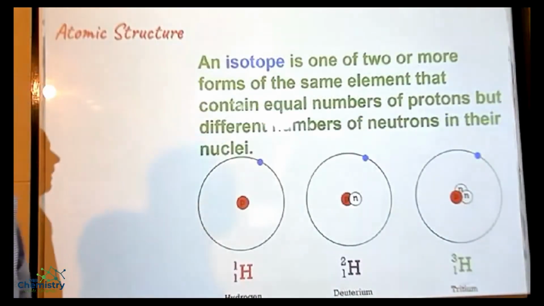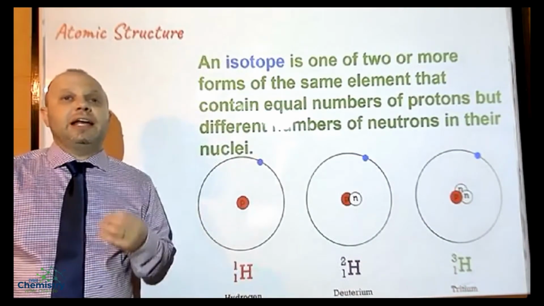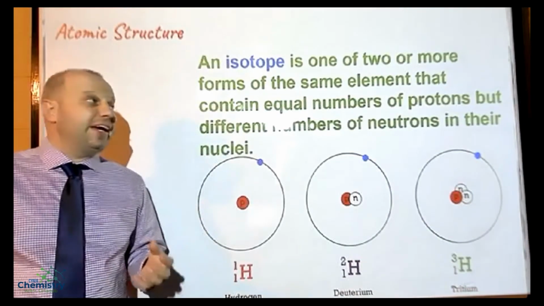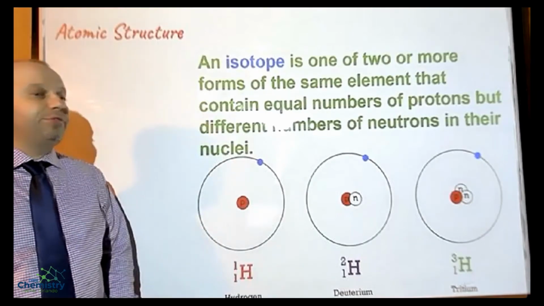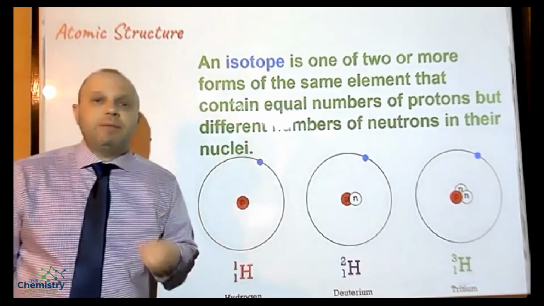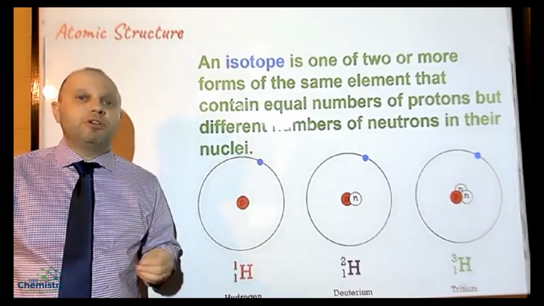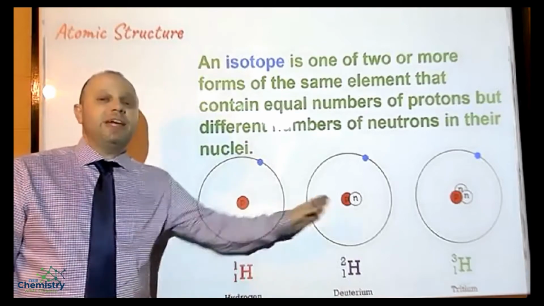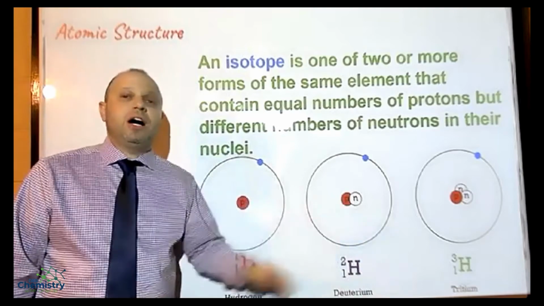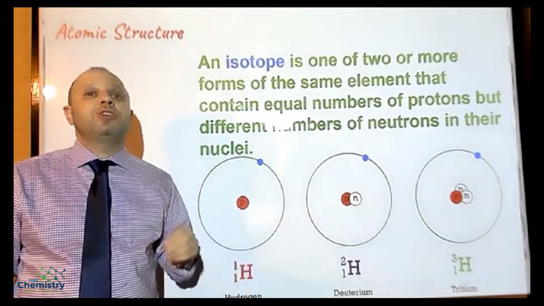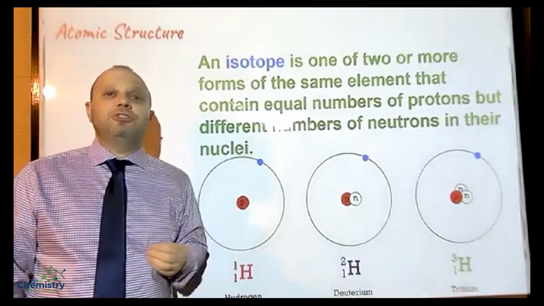Okay, let's take a look at our first term here. We're going to be looking at isotopes and ions today. An isotope is one of two or more forms of the same element. If you think back, what determines the identity of an element is its number of protons. Here we have three different atoms. They each have one proton. That means they're all hydrogen atoms. They're just different isotopes, different versions of the hydrogen atom.